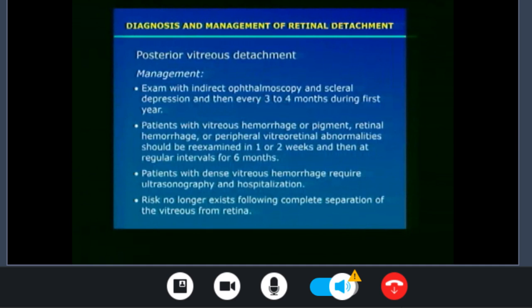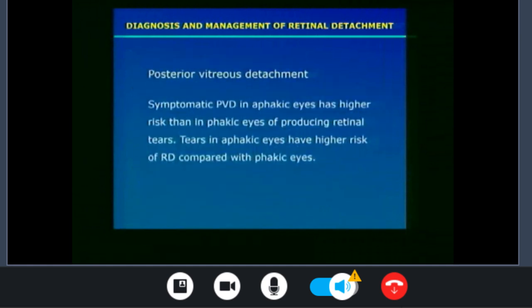Now, if you see the patient and the patient has complete BVD, then you tell the patient there's no risk anymore to develop retinal breaks or detachment.